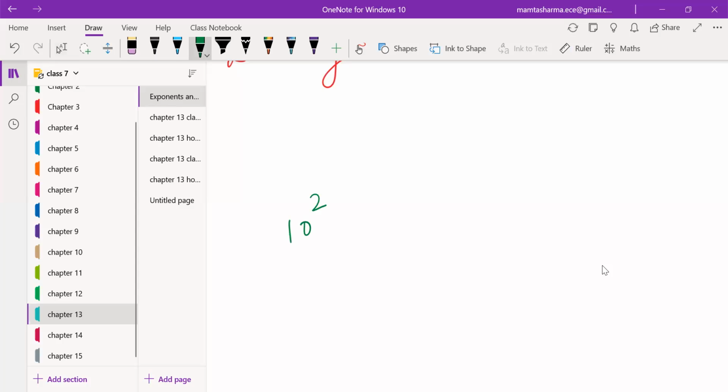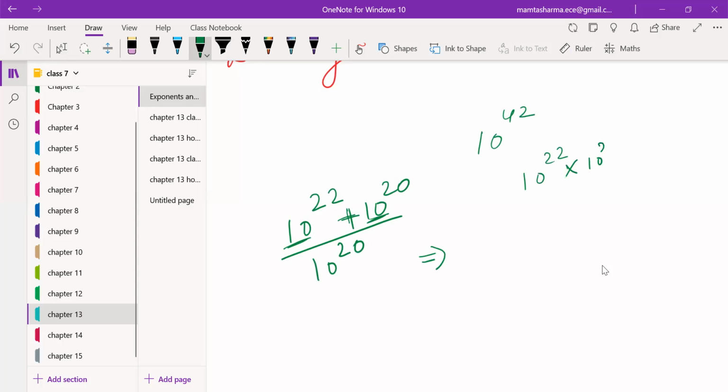See, there is 10 raised to power 22 plus 10 raised to power 20, divided by 10 raised to power 20. This is your question. Now, in this, you can't add these two quantities directly. You can't say this would be 42. If there was a multiplication sign between them, then you can write the common base and add the exponents. This would be 10 raised to power 22, not 10 raised to power 42. And you are not allowed to cut these numbers directly.